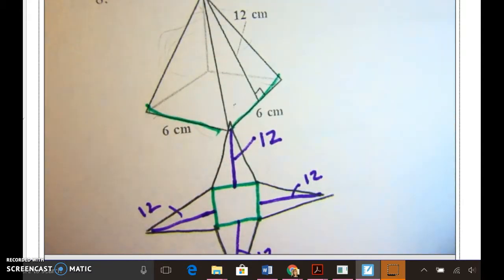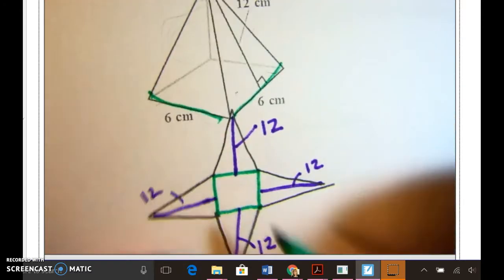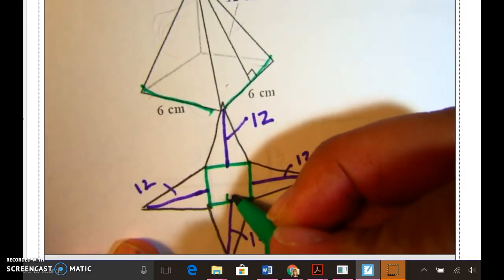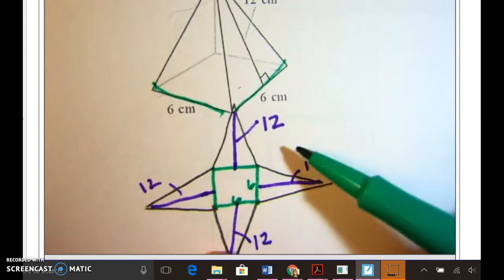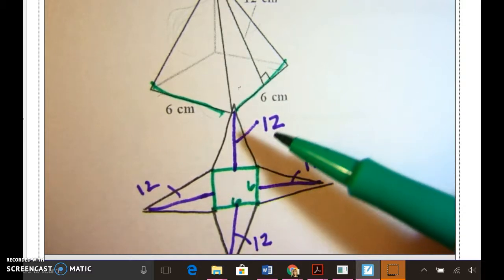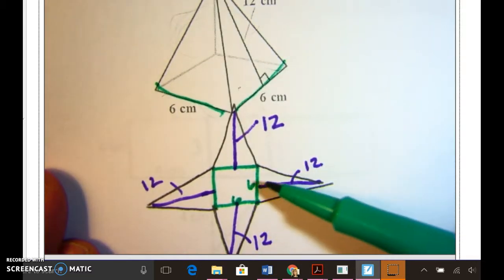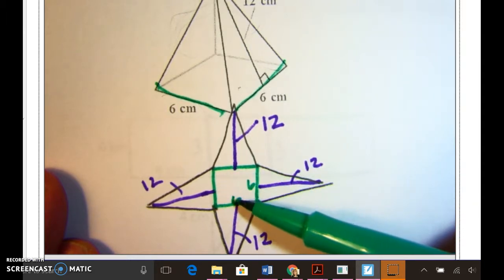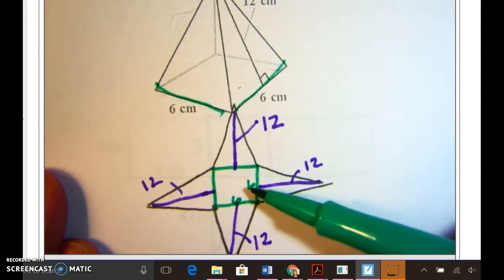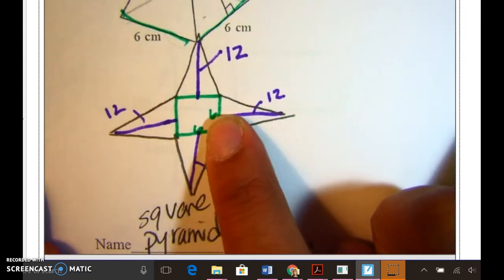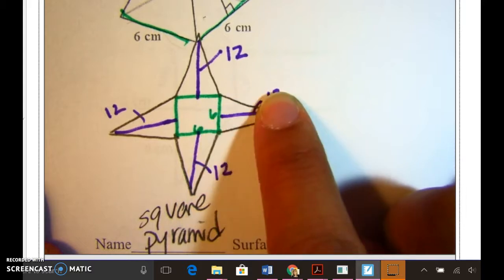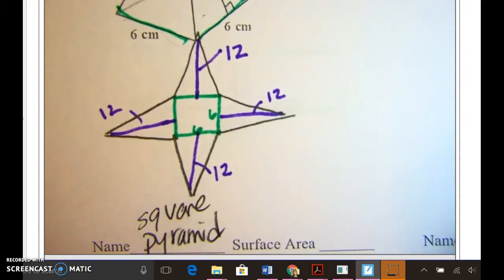So if I want to find the surface area, I need to find the area of the base. If it's a square, it's going to be 6 times 6. Then I need to find the area of each triangle. Each triangle is identical to the other one. They all have a base of 6 and a height of 12, and you need to take half of that. So you have a square, and then you have 4 identical triangles that all have the same base and height. Use your formula, area equals half of base times height, and you know that happens 3 more times. Add all those together for your surface area.